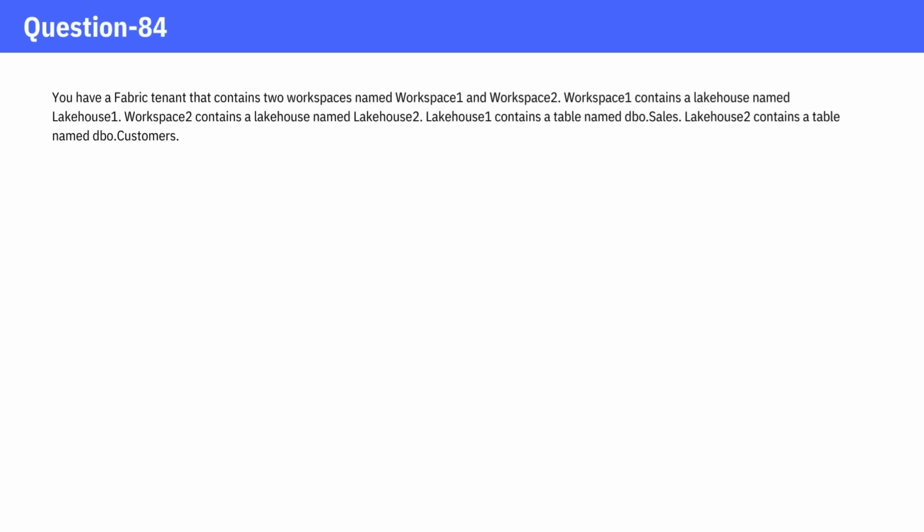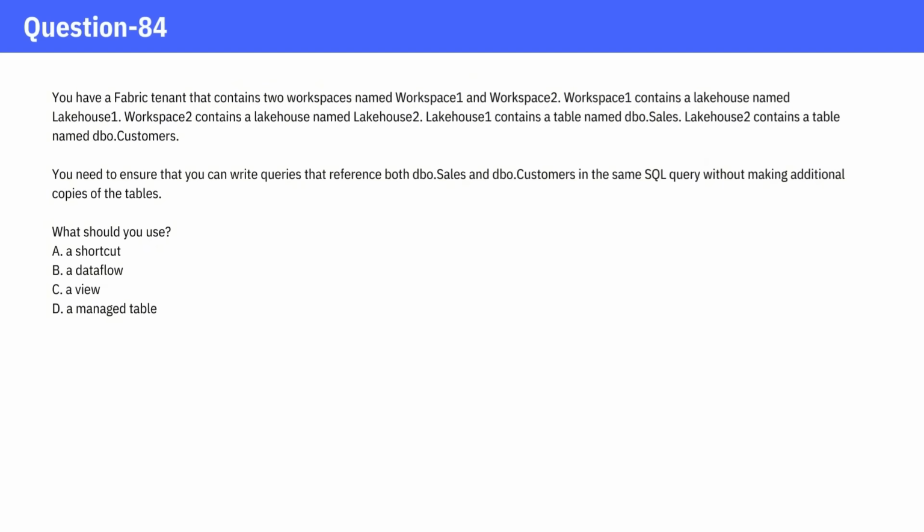Lakehouse 1 contains a table named dbo.sales. Lakehouse 2 contains a table named dbo.customers. You need to ensure that you can write queries that reference both dbo.sales and dbo.customers in the same SQL query without making additional copies of the tables. What should you use? A.